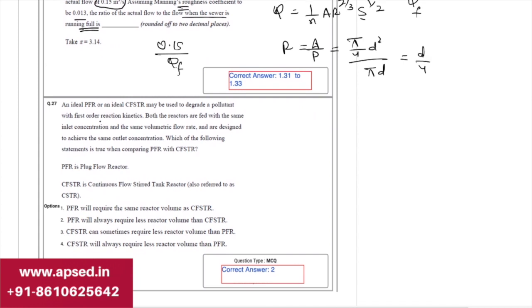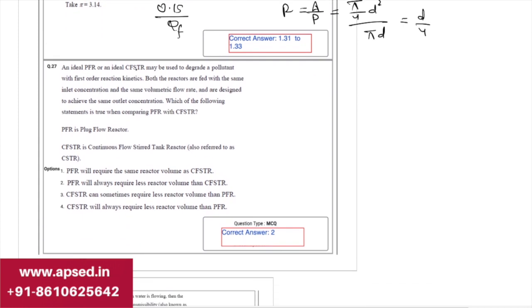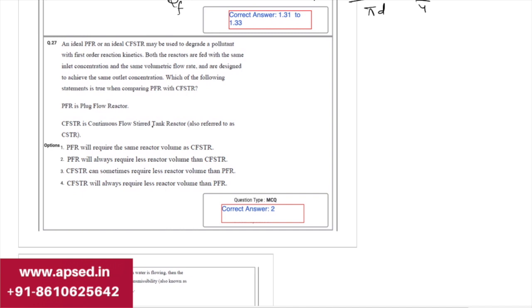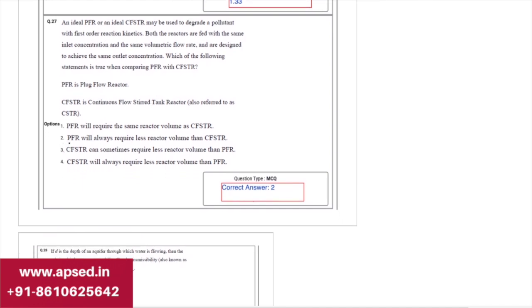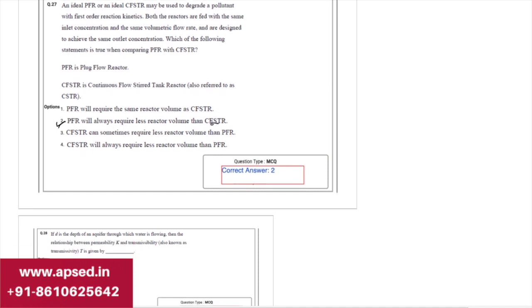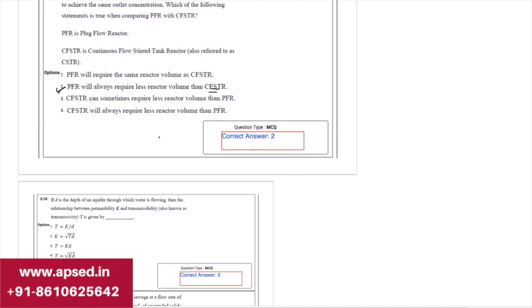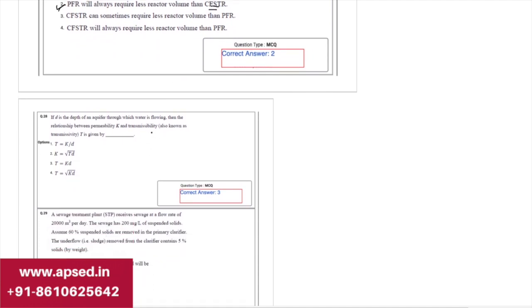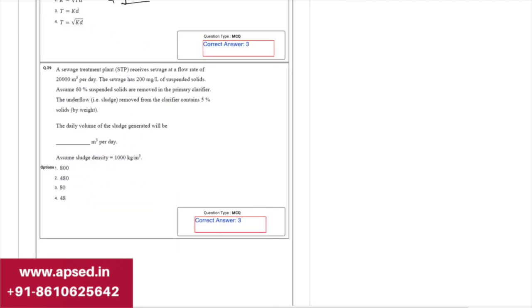Then the next question, it is regarding the plug flow reactor and completely mixed flow reactor. So in that case, the option that this plug flow reactor requires less volume than the completely mixed flow reactor, this option is correct. Then transmissibility, it is given as T is equal to K times D, where D is the depth of the aquifer. So that's it for now.